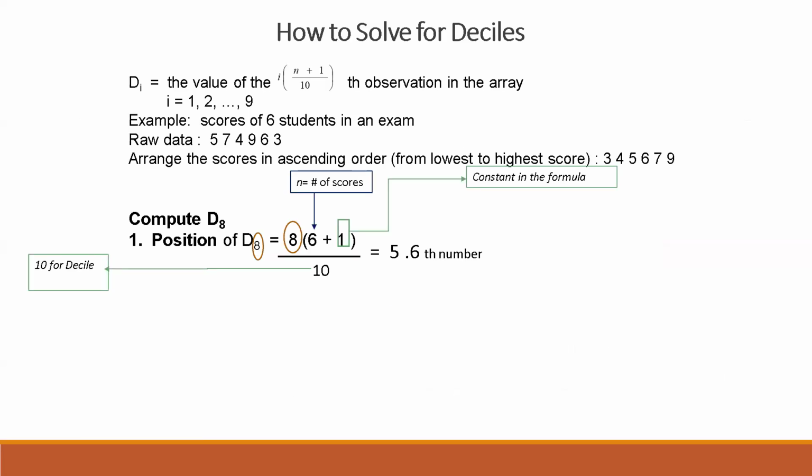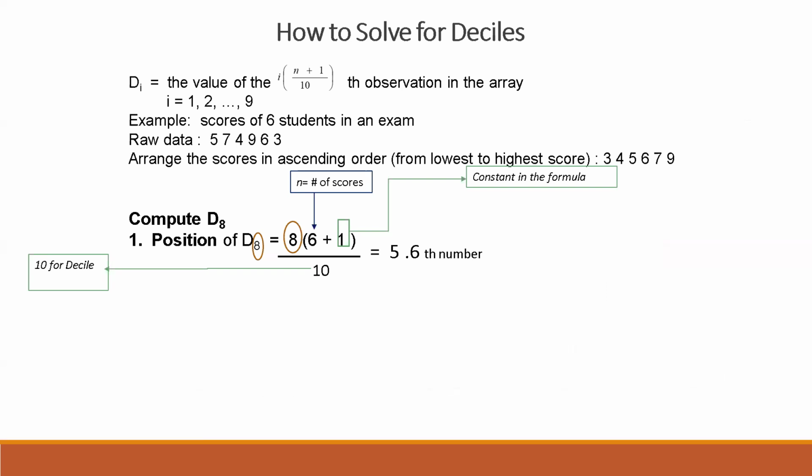How to solve for deciles? Again, we make use of the position locator formula i multiplied by n plus 1 divided by 10. This time, the denominator is 10 because we're looking for deciles.